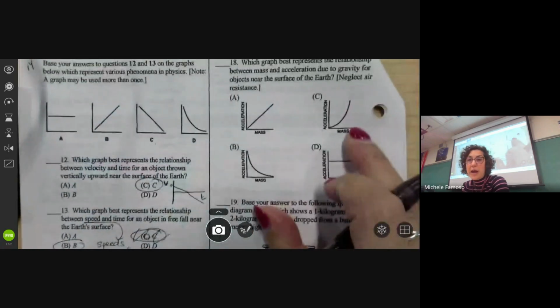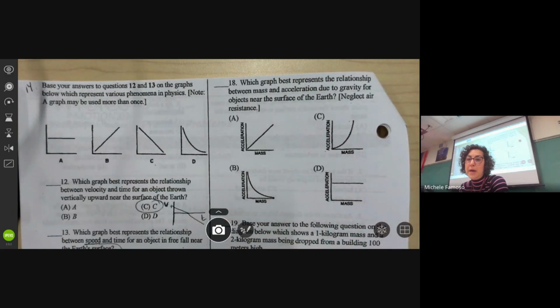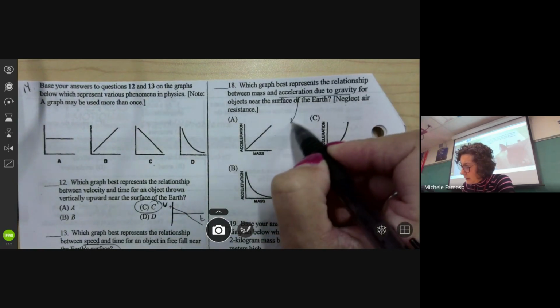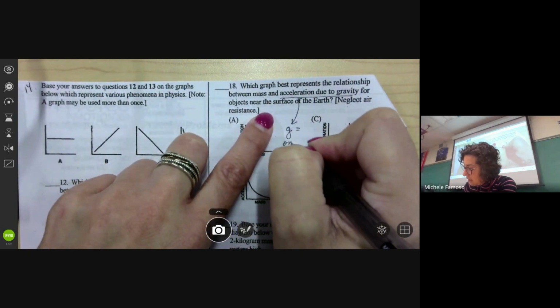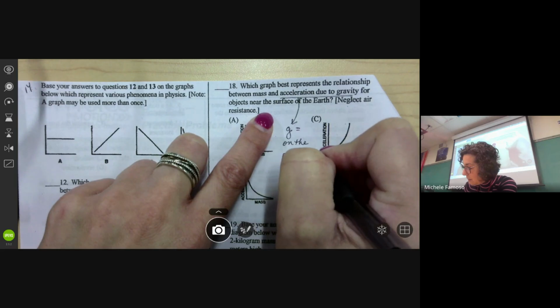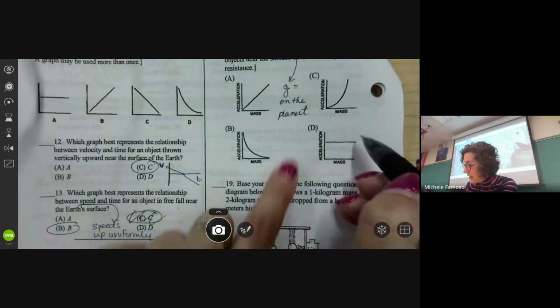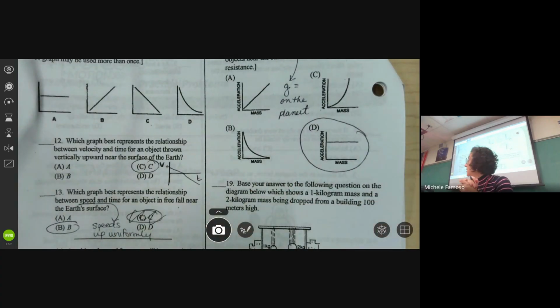18. All right. Which graph represents the relationship between the mass and the acceleration due to gravity? So is the acceleration due to gravity, the value of G, dependent on your mass? Does G depend on your mass or my mass or my calculator's mass? No, which means I need to see something showing it's constant. That value of G is dependent on the planet that you're on. What planet are you on? So the planet's not changing, so it's got to be D, showing a constant relationship, that the mass does not affect the acceleration.